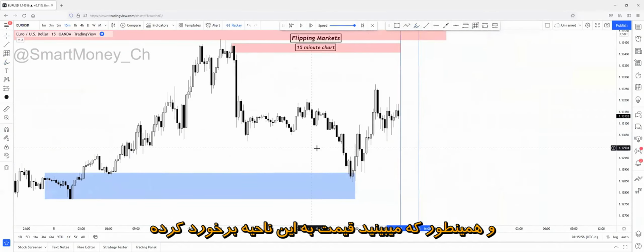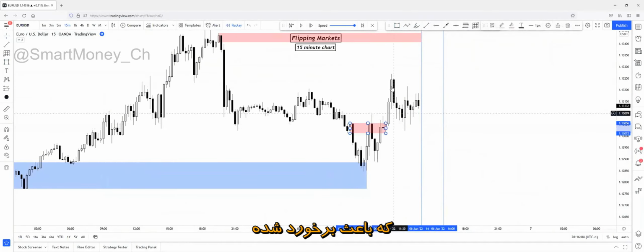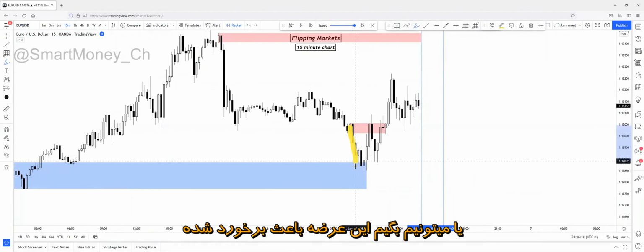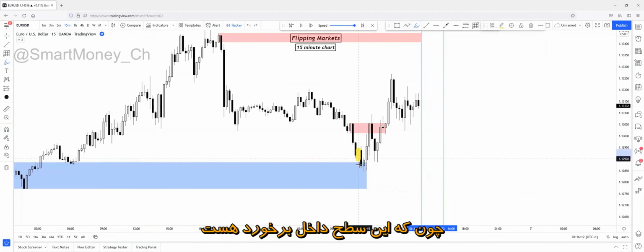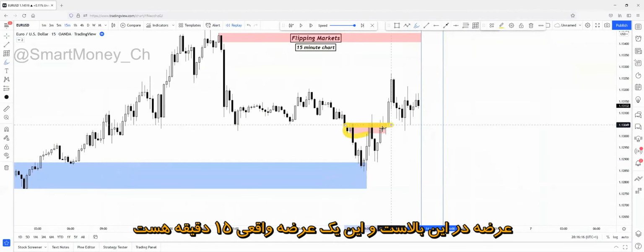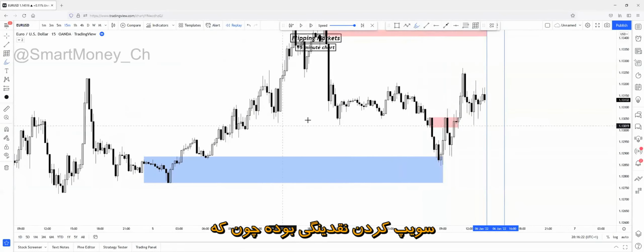And as you can see, price tapped the zone here. Basically, we have this supply zone up here that caused the tap. And we have this small structural pullback before the tap, or we can actually say this supply zone caused the tap because this zone is inside of the tap. So our real supply zone is up here. This is a real 15-minute supply zone that caused a liquidity sweep.